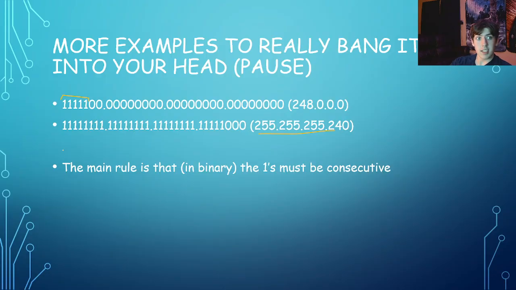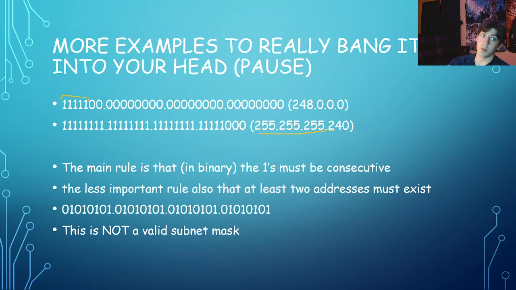But that's because there's basically only 2 rules with subnet masks. The ones must be consecutive. If they're broken by a 0, every digit after has to be a 0. You can't have 101 in a subnet mask. It has to be 100, 110, or 1111.